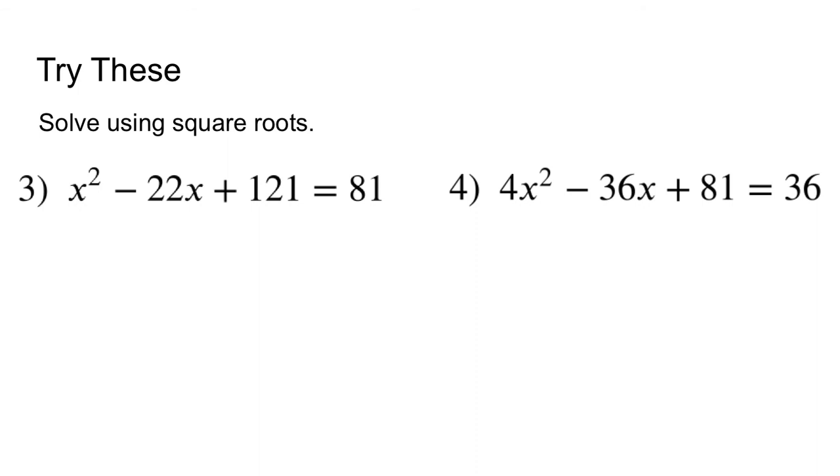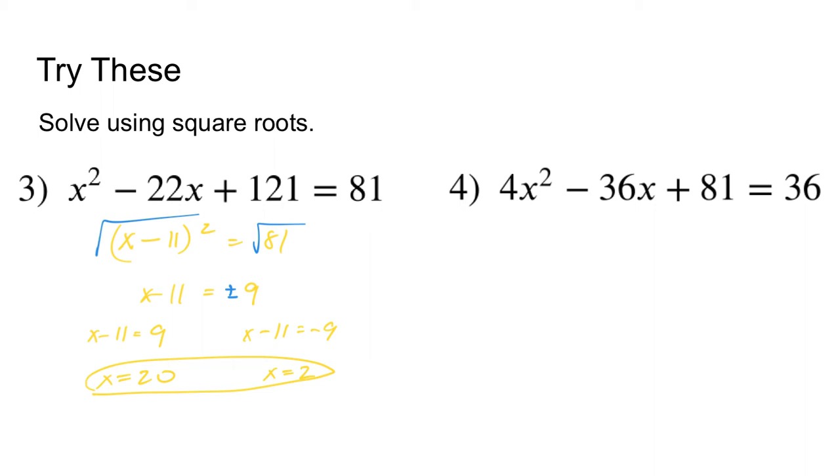Going on to number 3, you've got x squared minus 22x plus 121 equals, well, okay, so again, recognize this as being x minus 11, that quantity squared equals 81. You'll take your square root of both sides. You'll get x minus 11 equals plus or minus, the square root of 81 is 9. So split it into your 2 problems. Add 11 to both sides, you'll get x equals 20. Add 11 to both sides, you'll get x equals 2.